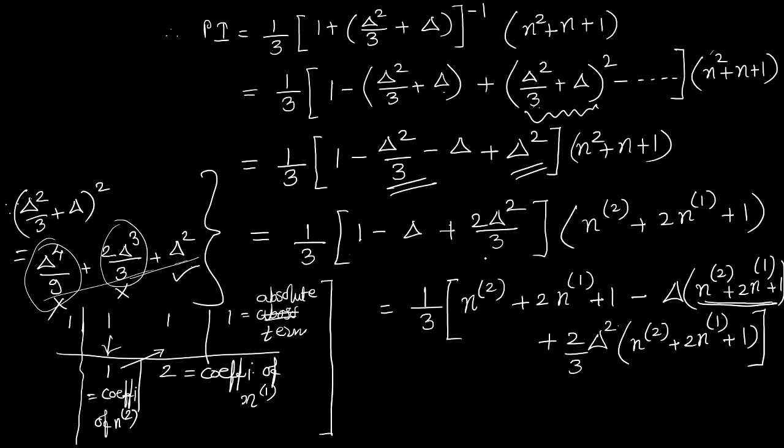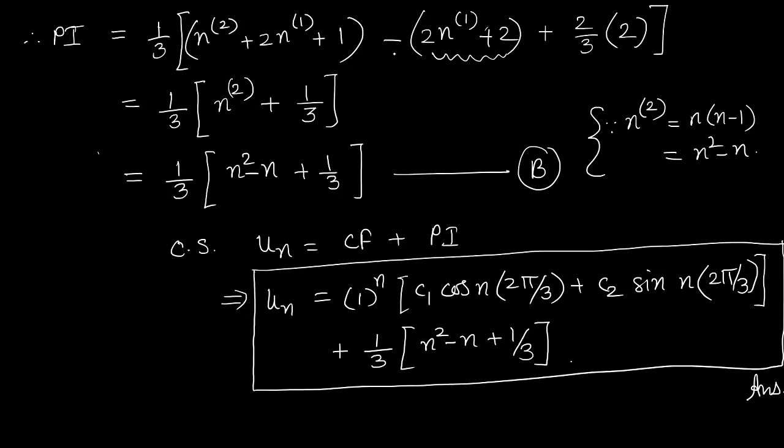Now combine the terms of delta square, delta and constant term, and here convert n square plus n plus 1 in factorial notation. Now factorial notation is equal to this, therefore separate the terms, operate by each term, and if delta is there, then first derivative, and delta square, that means second derivative. Now, lastly, combine the terms and substitute the value of delta n to the power 2 factorial. Its value is n into n minus 1, that means n square minus n. And this is the required PI.